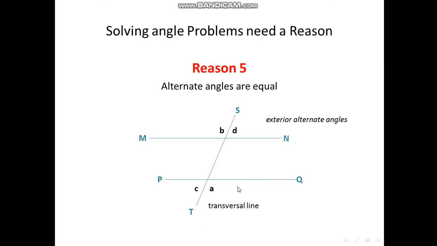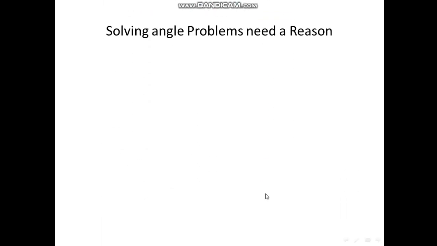What's the difference between them and corresponding angles? They are also in the same positions, but they are on different sides. They are on different sides of the intersection. Look, A is on the right side of the intersection, and B is on the left side of the intersection. But we also have A, B, C, D interior alternate angles. Follow the sequence always. A and B are interior alternate angles, and C and D are also interior alternate angles.